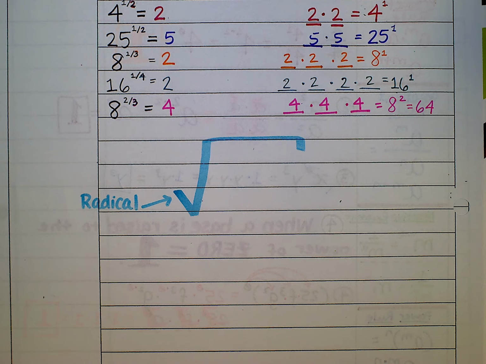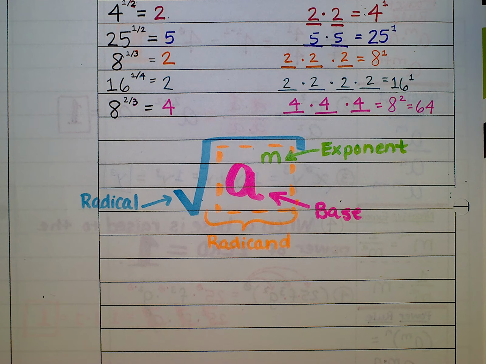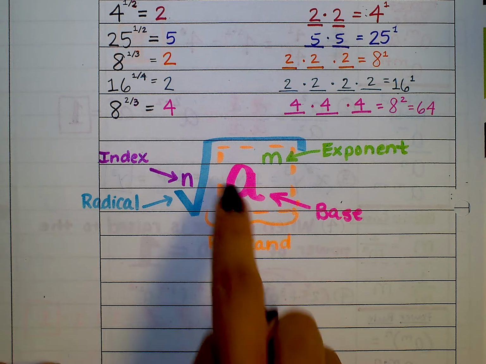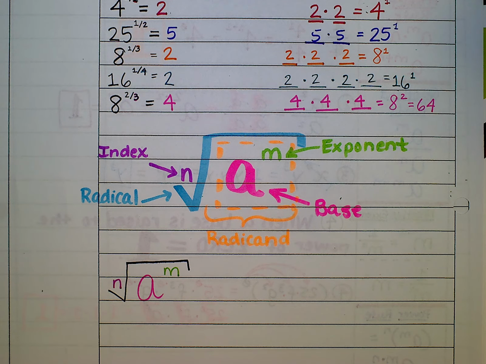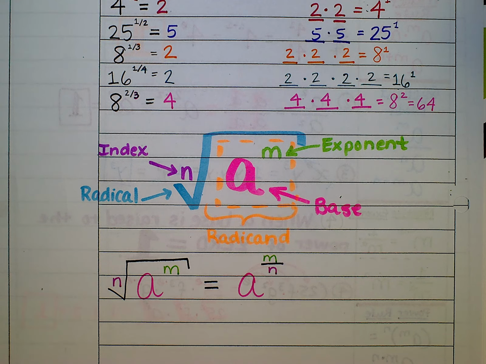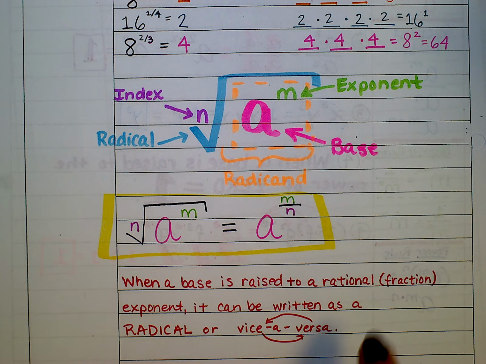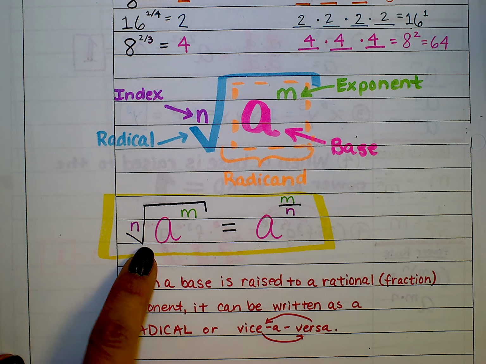I have my radical, and inside my radical, I have radicand, which consists of my base raised to its exponent, and don't forget about your index. Now, to convert it from radical form into exponential form, it'll look like this. The nth root of a to the m power is equivalent to base a to the power of m over n. So we would summarize this by saying, when a base is raised to a rational or a fraction exponent, it can be written as a radical, or vice versa.